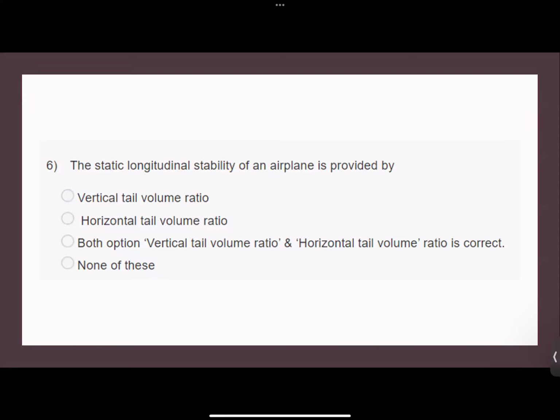The static longitudinal stability of an airplane is provided by: vertical tail volume ratio, horizontal tail volume ratio, both vertical and horizontal, none of these. We just discussed this: horizontal tail volume ratio.